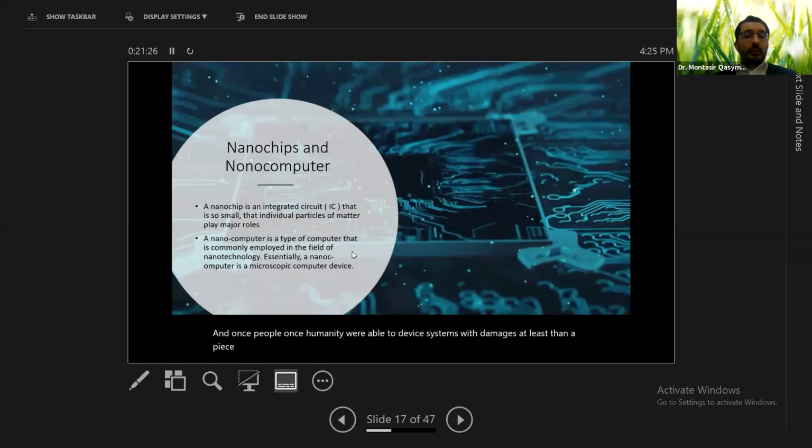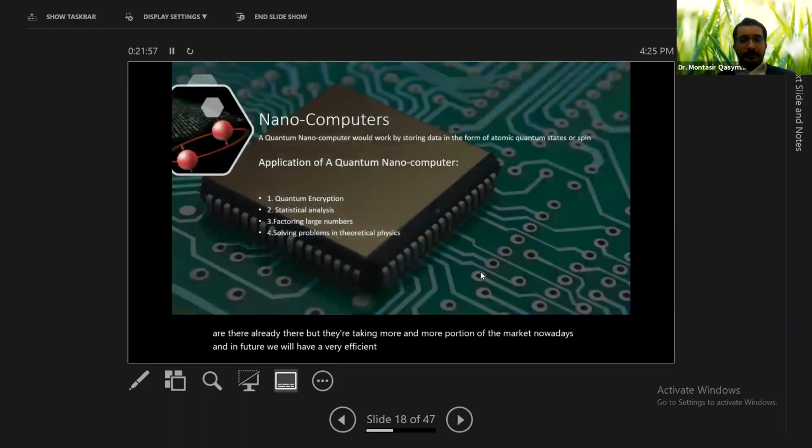Optimization is indeed being tested, and devices are being tested and optimized, and there is more to go. But in principle, things are there, and we know that nanochips and nanocomputers are already there, but they are taking more and more of the market nowadays. And in the future, we will have very efficient nanochips and nanocomputers.